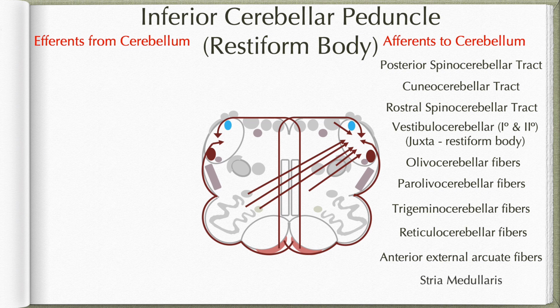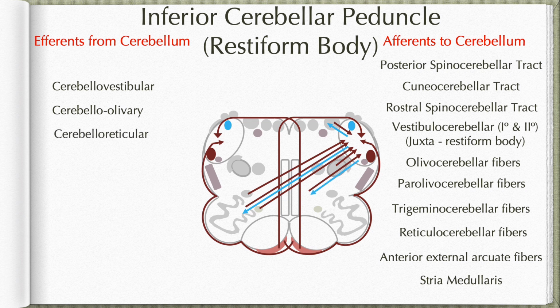Inferior cerebellar peduncle also contains few efferent fibers from the cerebellum. They include the cerebello-vestibular fiber bundle, which is the bulkier part, or rather which is the major part of the output. And the other output fibers within the inferior cerebellar peduncle include cerebello-olivary fiber output and the cerebello-reticular fibers.